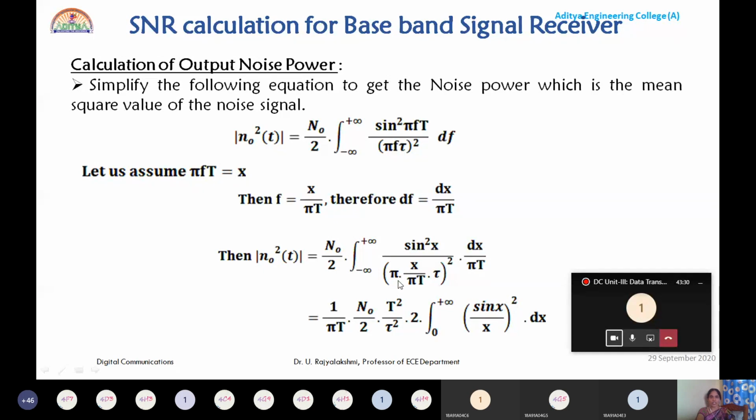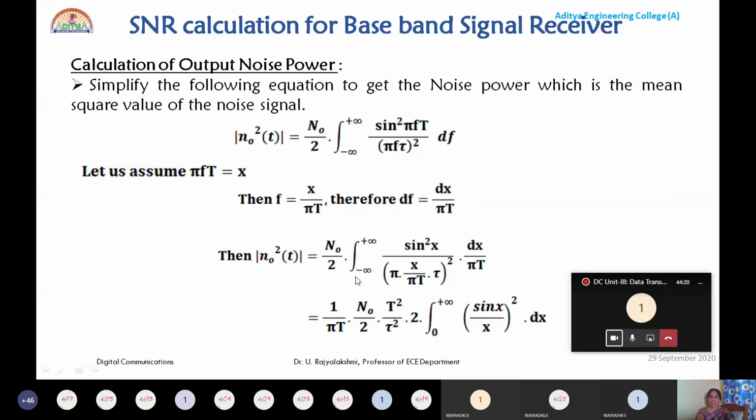Now here in the denominator, pi x by pi t into tau you have. See here pi gets cancelled. You can cancel pi and pi. And next here you will get x square. Leave it like that. And tau square by t square. Tau square by t square is there in the denominator. To get in the numerator, you can write it as t square by tau square. So that's why outside the integral, you will get 1 by pi t, this 1 by pi t and n0 by 2. And another is the denominator section, that is t square by tau square. The denominator value we are representing in numerator. So that's why you will get t square by tau square.